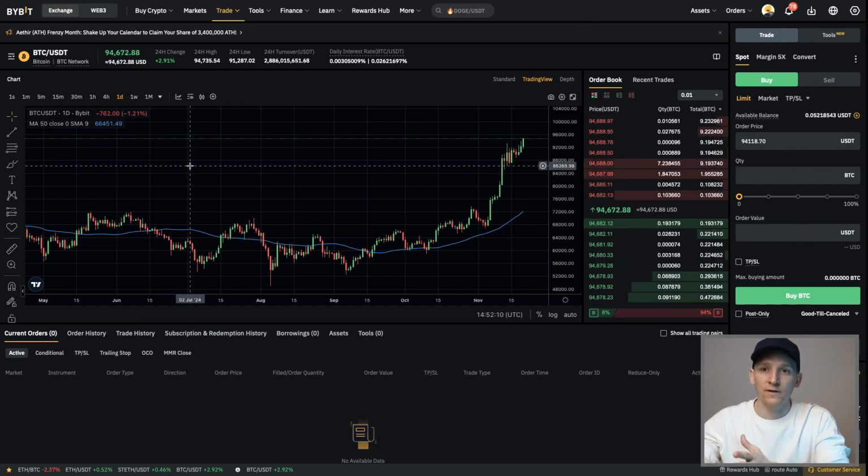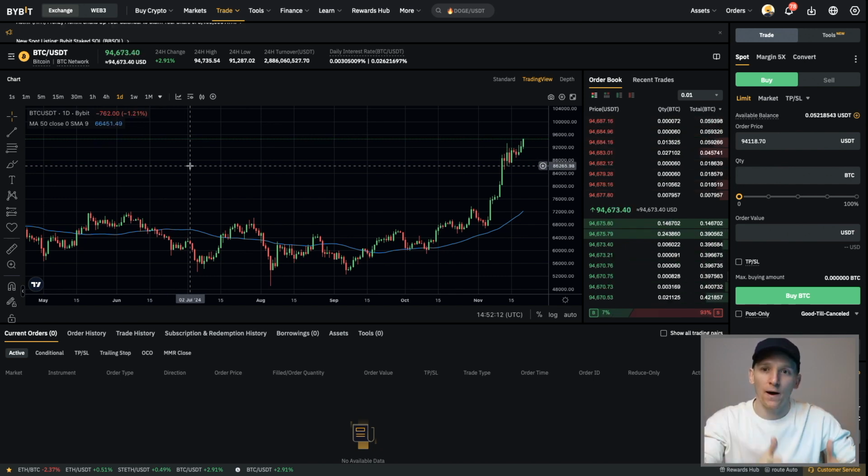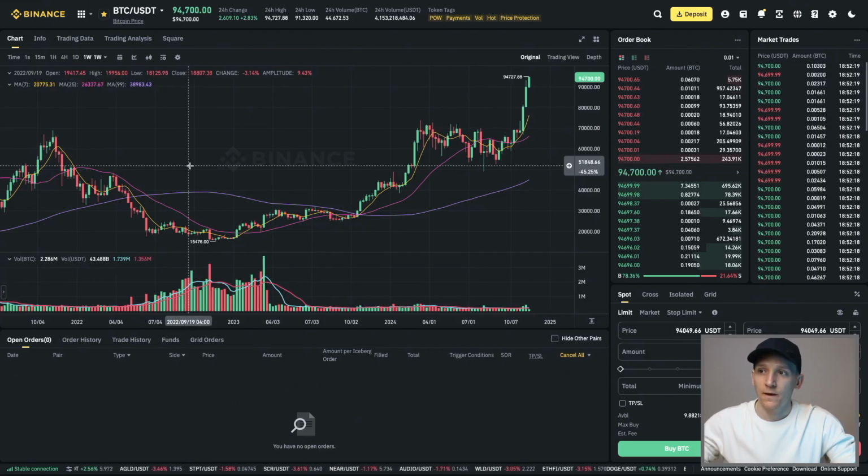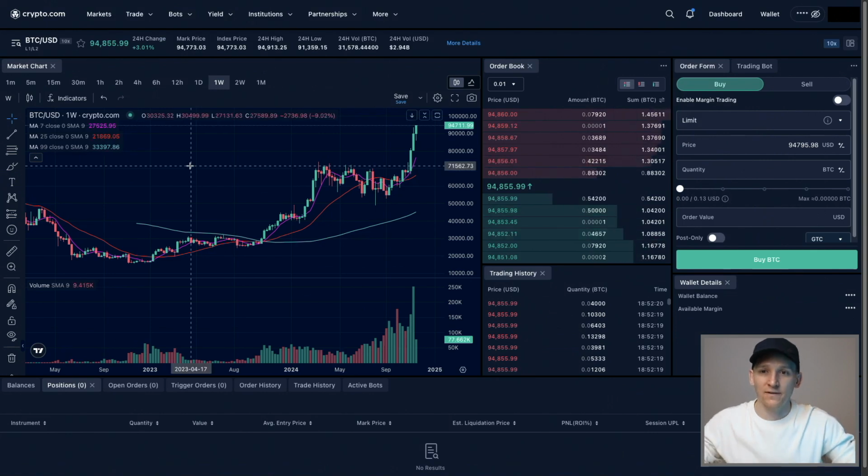But when you look at these exchanges, they're all the same thing. They let you buy and sell crypto and the trading screens are pretty much exactly the same. This is Bybit. This is Binance right here. And this is Crypto.com. Exactly the same thing. They let you buy and sell crypto, so it doesn't matter which one you use, just make sure the fees are good and you have good fiat currency on-ramps in your region.